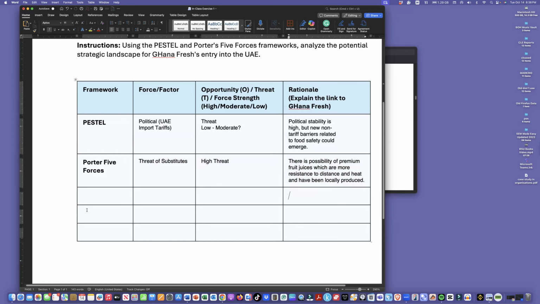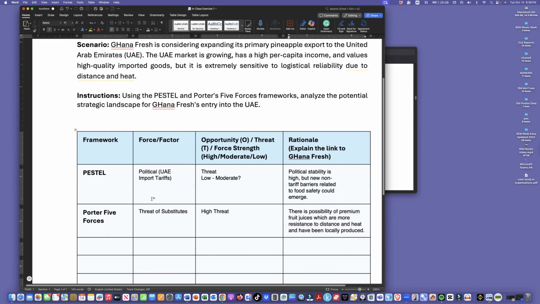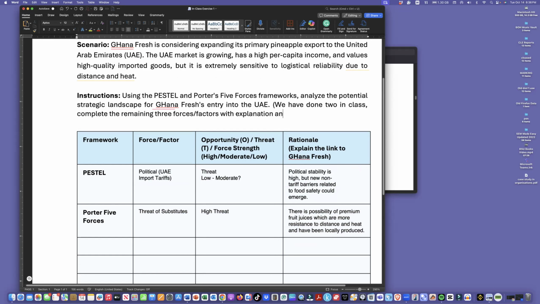So let me just complete the other forces. I've done 2 for you, so you can complete the 3 other forces. We have done 2 in class. Complete the remaining 3 forces or factors with explanation and assessment of the risk level.